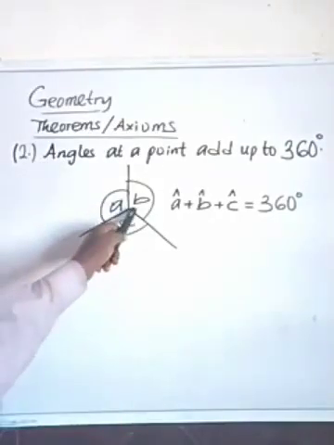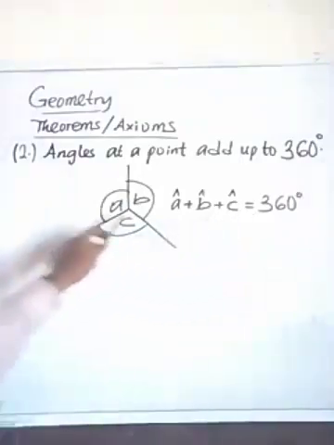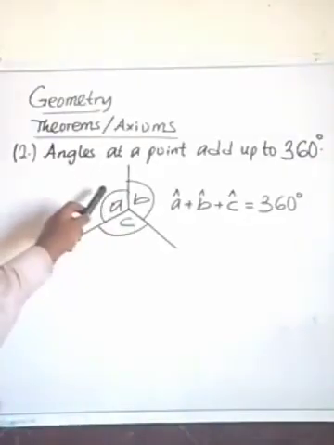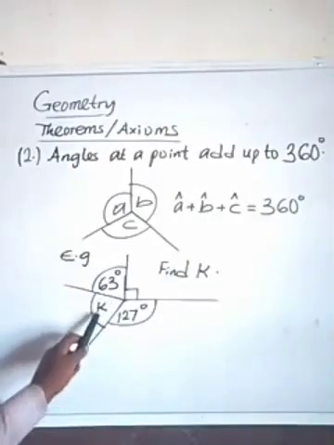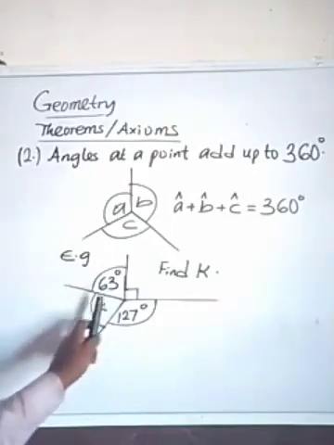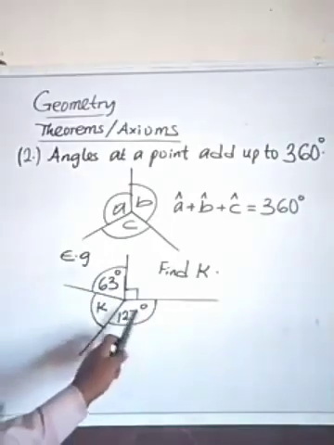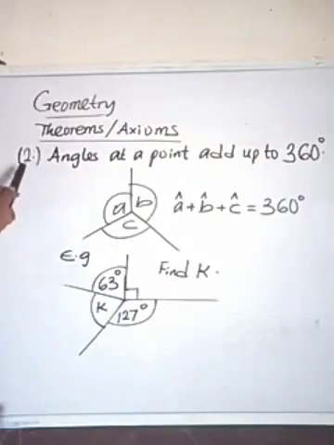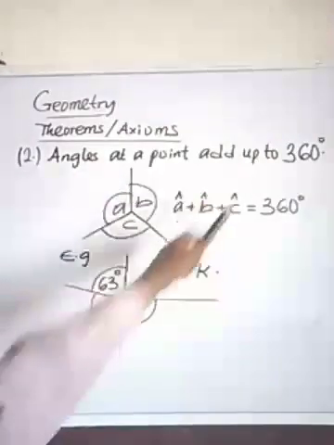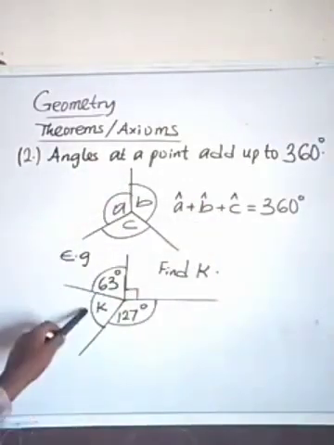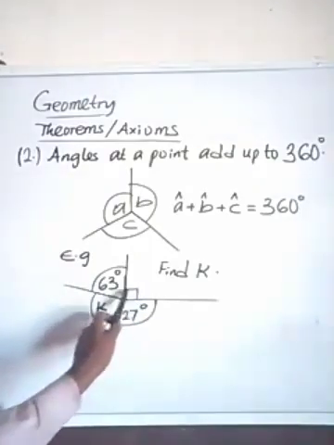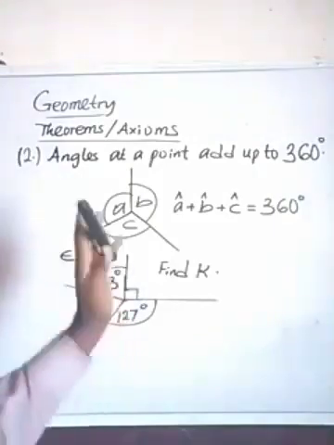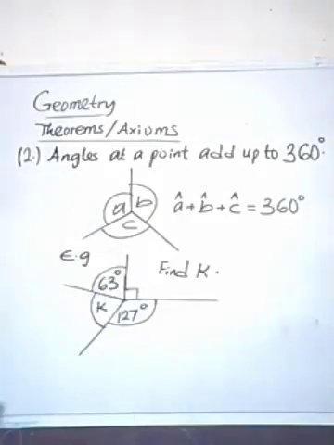Angle A plus angle B plus angle C equals 360 degrees as they surround a point. This is theorem 2. So let's do an example on that. To find the size of the angle marked K, simply add all the angles together and equate the sum to 360 degrees, stating the theorem, that is theorem 2: angles at a point add up to 360 degrees. That is 63 degrees plus K plus 127 degrees plus 90 degrees. This is 90 degrees, that is a right angle. Everything adds up to 360 degrees.